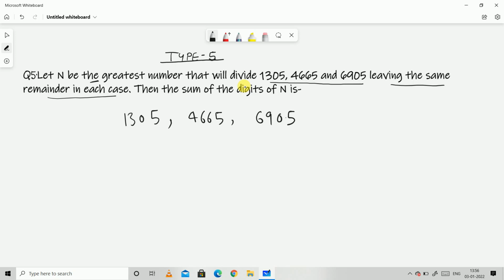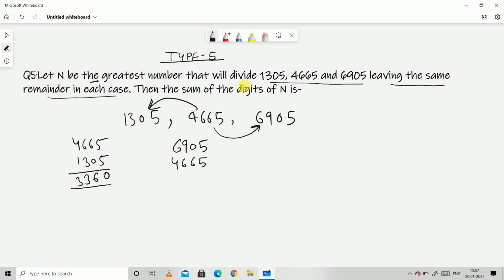So how many pairs can be formed here? 1 pair can be formed between these 2. What will be the difference? Let's find out. Okay, so the difference here will be 3360. So this is 1 pair. What other pair is possible? These 2. Again, what will be the difference of this pair? 2240.